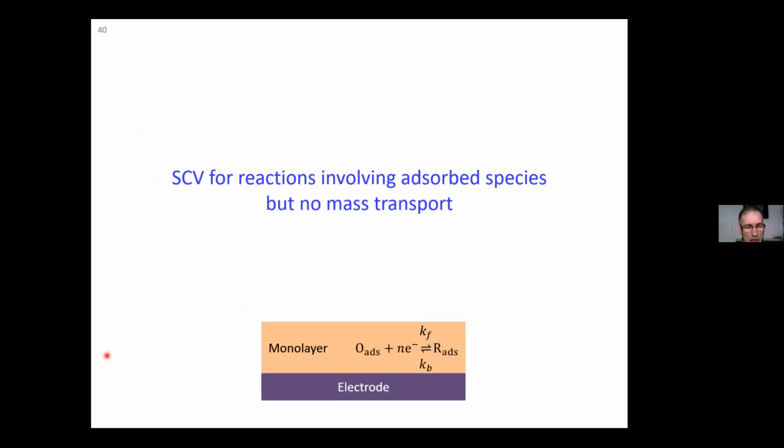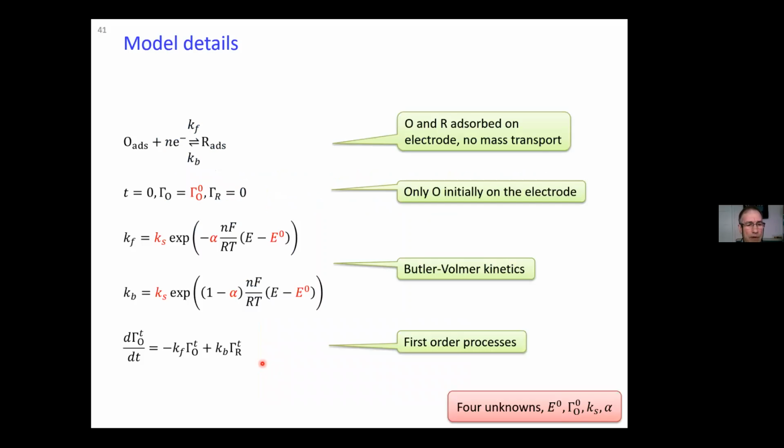I think in the next few minutes, I will just give you a brief overview of what we've been doing recently with Oliver, this time trying to apply sample current voltammetry to reactions involving adsorbed species, but no mass transport. So we are now talking of having an adsorbed monolayer or fraction of a monolayer on an electrode and using sample current voltammetry to investigate the electron transfer process between the adsorbed species.